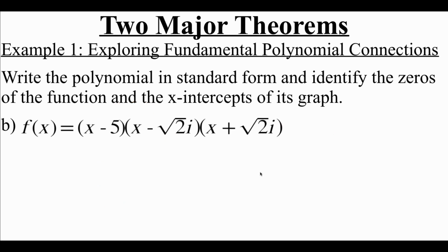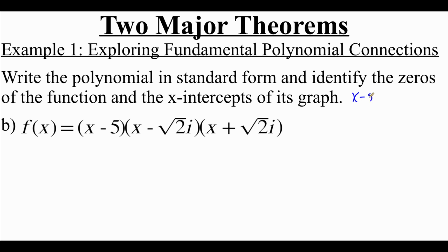Looking at another example, doing the same thing, so we're given a factored out polynomial and we want to write it in standard form, identify the zeros, and identify the x-intercepts. So I'm going to start with the zeros again. So what I'm going to do is take all of my factors and set them equal to 0.